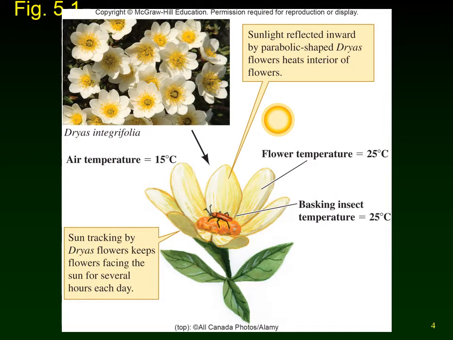So here you can see the pretty little Dryas flowers, and the light gets reflected and focused inward on the reproductive parts of the flower. So if the air temperature is 15 degrees Celsius, the temperature inside the flower is significantly higher at 25 degrees Celsius. And the insects can sit there and bask and warm up so that they can get the energy to fly to the next flower.